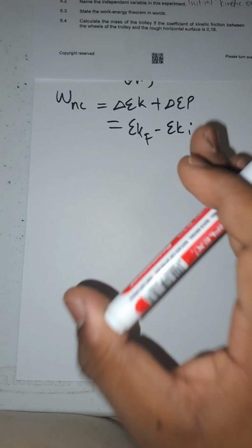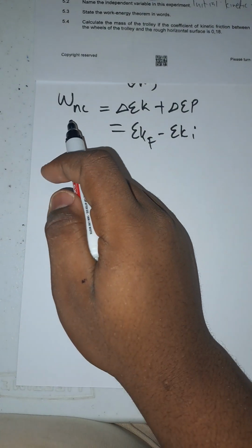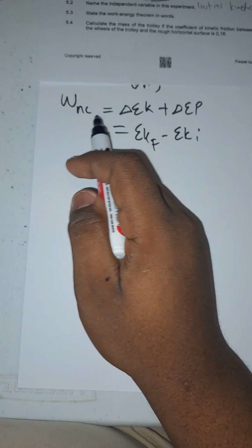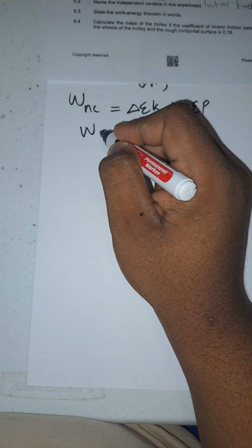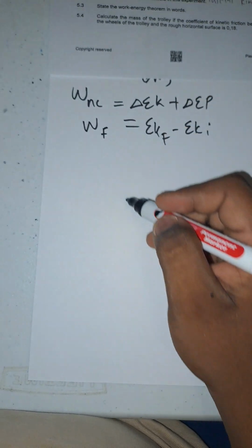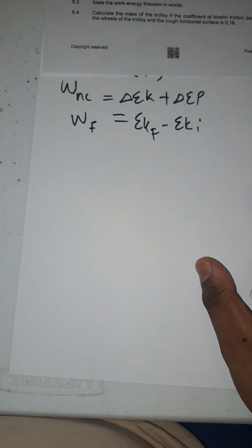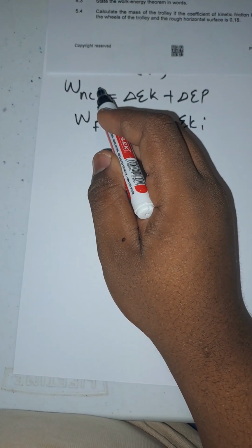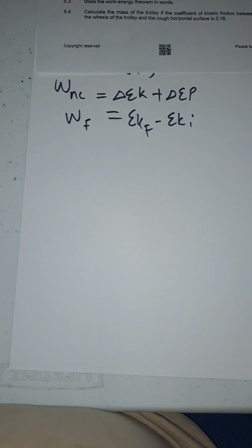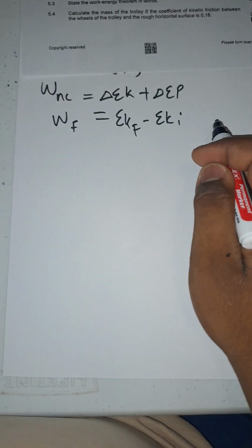But now check something. Under W_NC, we are simply going to take the work done by what? By friction. Can you see what I'm talking about? Because under the non-conservative force, we simply have the work done by the frictional force. So it is simply equal to this.